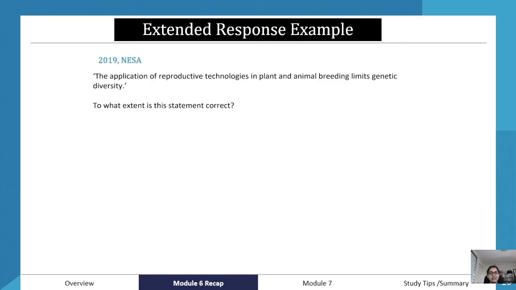A question like this, to what extent, you need to specify what your opinion is. You have to say to a significant extent this is true, or this is not true, or this is untrue to a great extent. Something like that, where you are actually answering the question. And with a question like this, there's a lot that you can talk about. So structure is crucial. It is worth 6 marks, so that's very important.